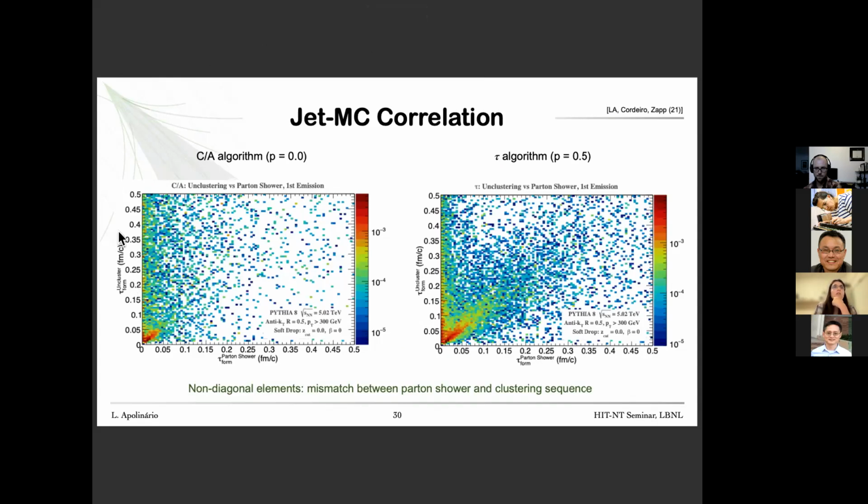So these are the plots for the correlation. This is the formation time that we obtain when using unclustering information. This is the formation time that we get when using parton shower information.